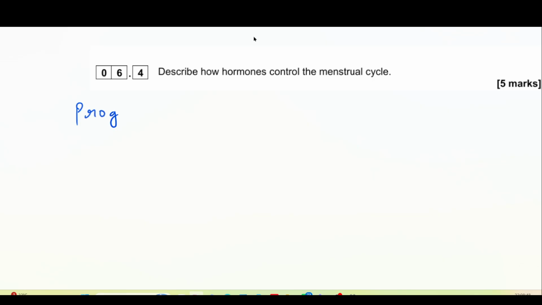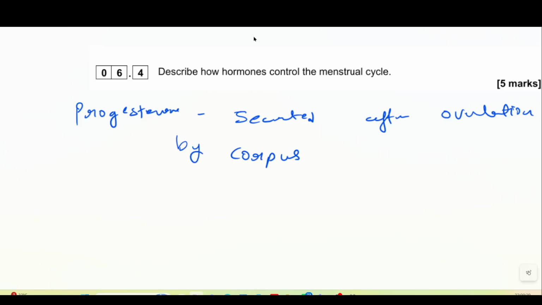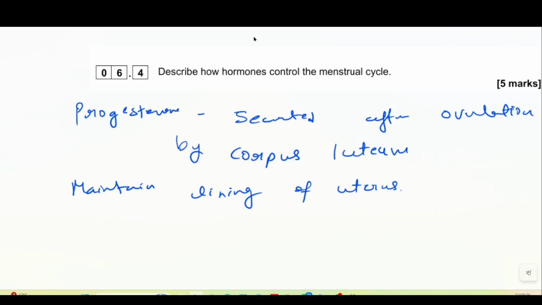The last one is progesterone. It is secreted after ovulation by the corpus luteum, and it maintains the lining of the uterus. If the progesterone level falls, the lining breaks down.